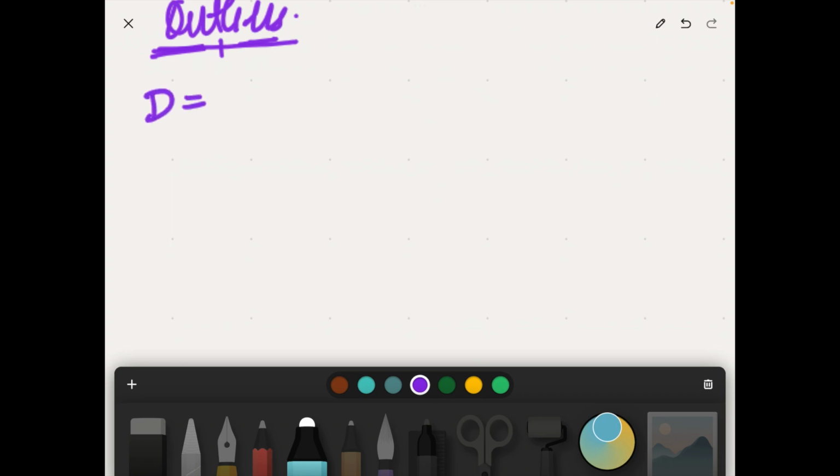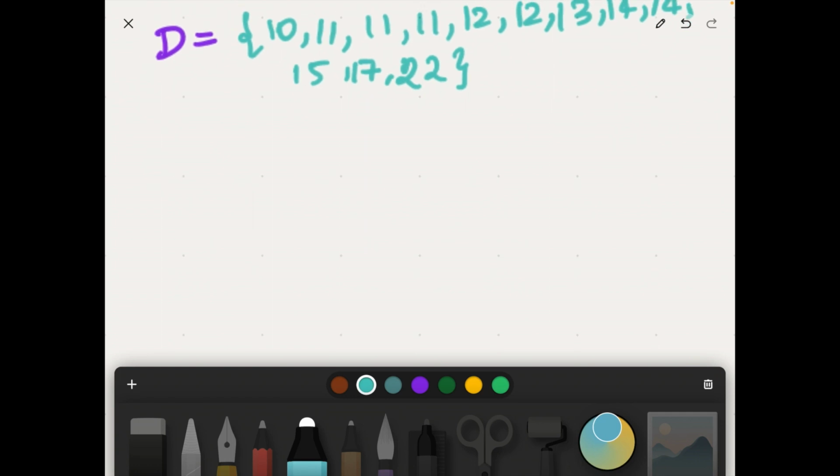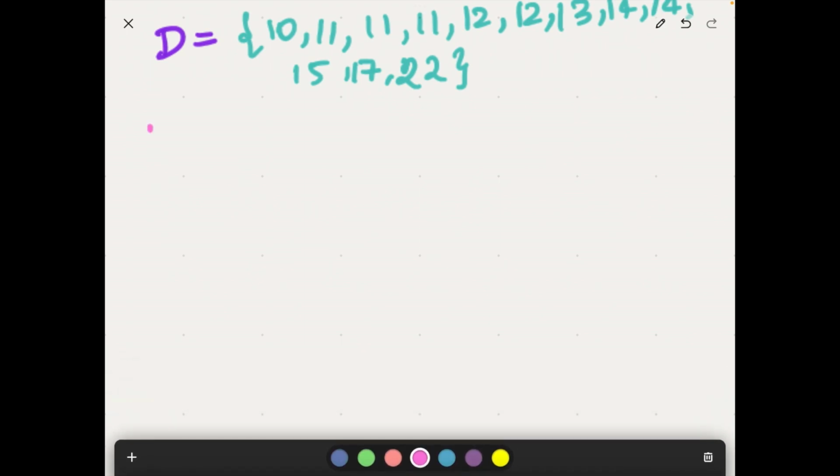If you have a given data set, in this case I am taking an even number of data points. In the next video we will be talking about an odd number of data points as well. So suppose this is our data set. It's okay if your data set has repeated values. You just need to make sure that all of your data points are arranged in ascending order. If they are not sorted, then your first step is to sort them. Now that we have our data set, we can identify the minimum value and the maximum value from this range. The minimum value over here is 10 and the maximum is 22.